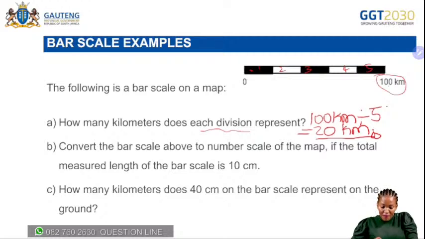Now, we need to convert the bar scale above to a number scale of the map, if the total measured length on the bar scale is 10 centimeters. So guys, we are going to convert a bar scale to a number scale. Now, I want to give you guys a chance to try this one on your own. I'm giving you only 2 minutes. I've already done the measurement for you. I've measured the bar and measured it to be 10 centimeters. It means 10 centimeters is equivalent to 100 kilometers. 2 minutes, guys. Try it out and send through the answers. I will shout out your answers.